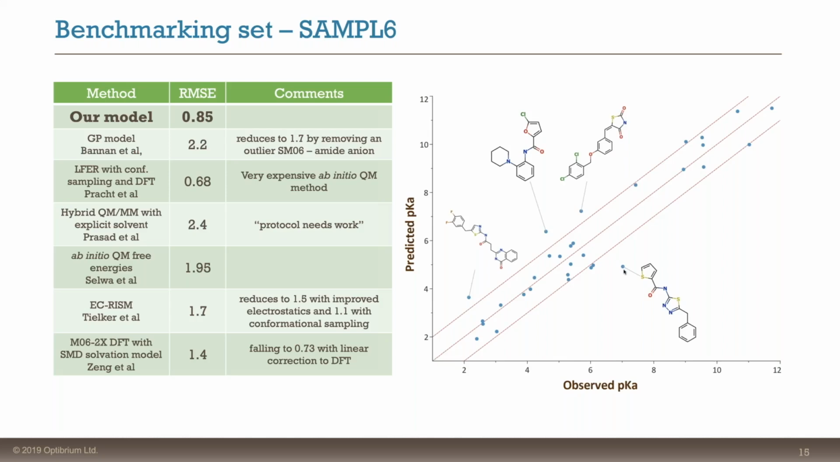But you can also see that our model is predicting for all compounds. There are a number of results there which say that for the Bannon model, that's the second row, the RMSE doesn't look too good, but it is influenced quite heavily by one amide anion outlier. It reduces down. But we have no outliers. We do, unfortunately, mispredict a few compounds, and I have identified those compounds in the graph on the right-hand side.